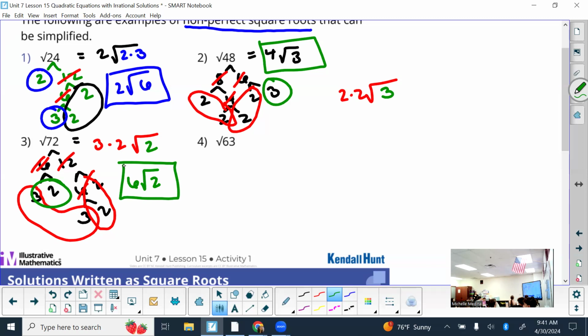All right, last one, table 1. What's my final answer for number 4? 3 radical 7. So let's see if that's right. Class, what 3 numbers multiply to 63? 7 and 9. 7 is prime, 9 is not. 9 breaks into 3 and 3.